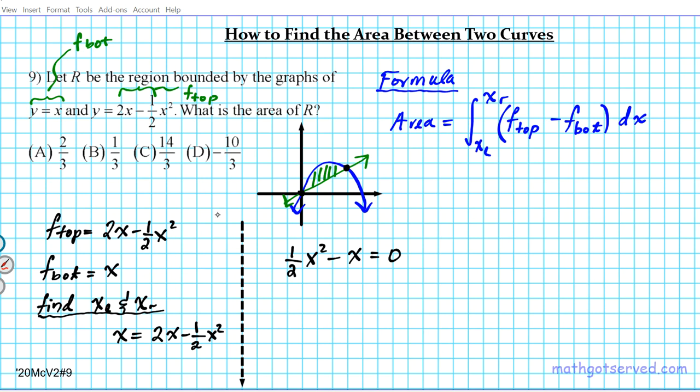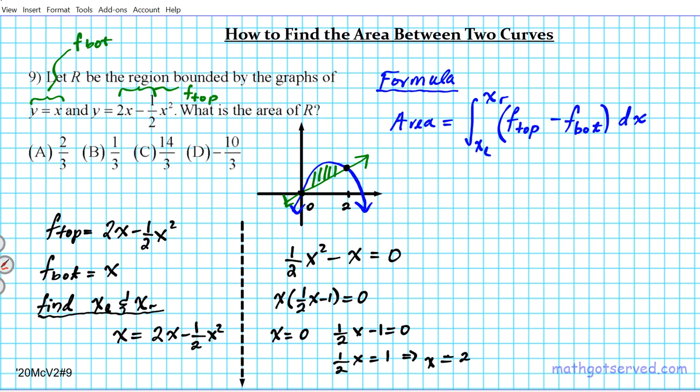Well, we just simply factor, right? That's how you solve quadratic equations. So to factor this, you just pull out x. So we have x times (1/2 x minus 1) equals 0. Using the zero product property, we have x equals 0, or 1/2 x minus 1 equals 0. Add 1 to both sides, 1/2 x equals 1. Multiply both sides by 2, and you have x equals 2. Okay, so in this situation, the upper bound is 2, and the lower bound is 0.